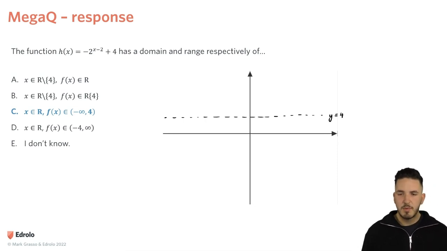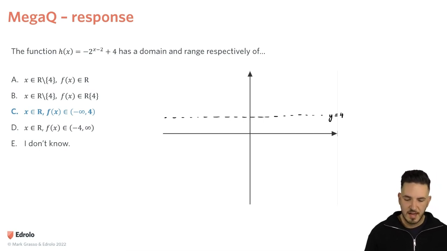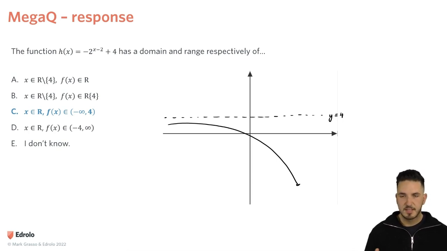Okay, so what we can see as well, yes, we've got 2 to the power of x minus 2 represents growth. However, it's being reflected in the x-axis. So therefore, our graph is going to look something like so. It's obviously not exactly that, but it's something similar.